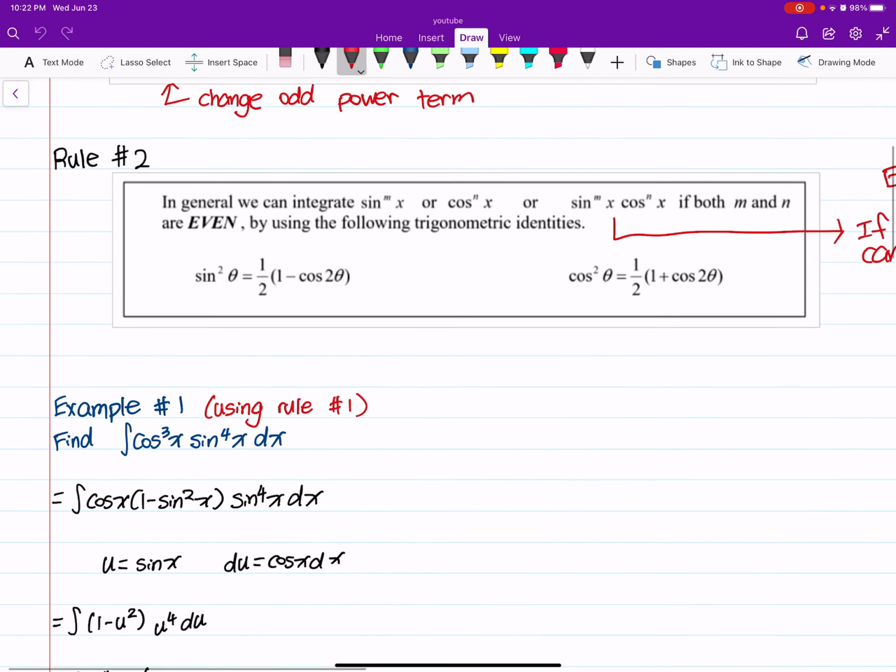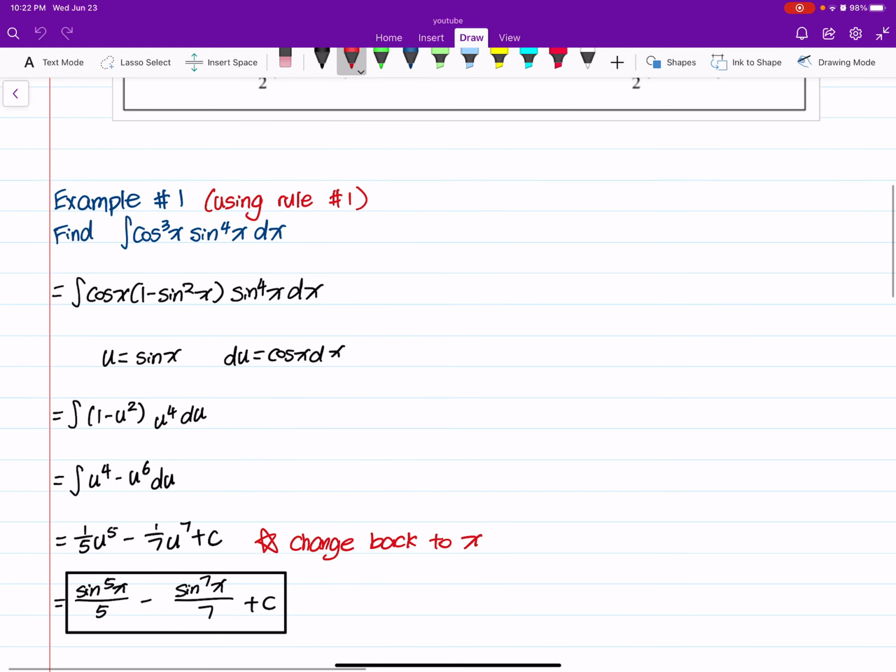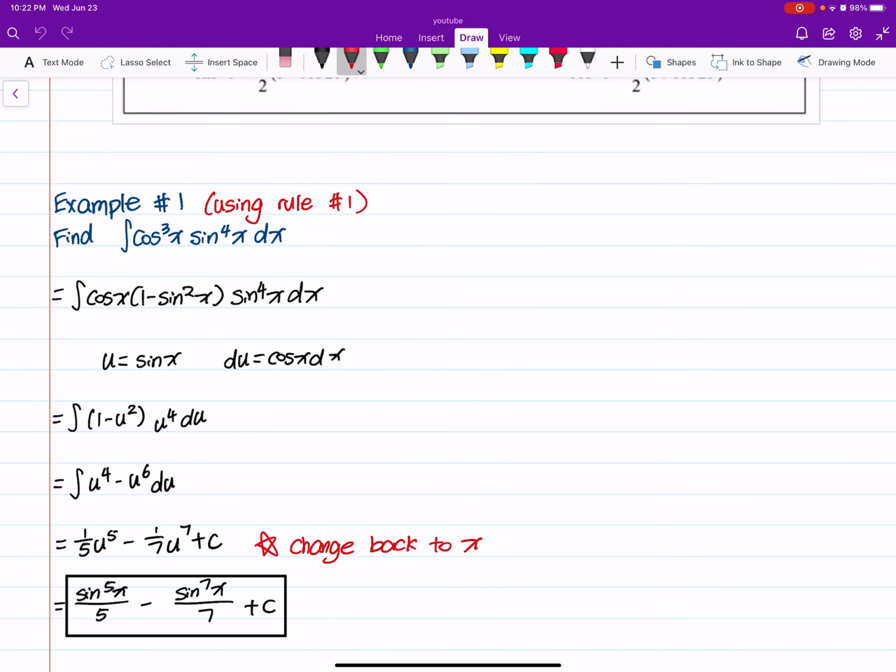So let's jump to our first example question. In this question, I'll be using rule number 1. So we're trying to find the integral of cos cube x times sine to the power of 4x dx. And we can see cos x is a term that is to the odd power, so we must change that into cos x times 1 minus sine square x. And I need to use u sub now.